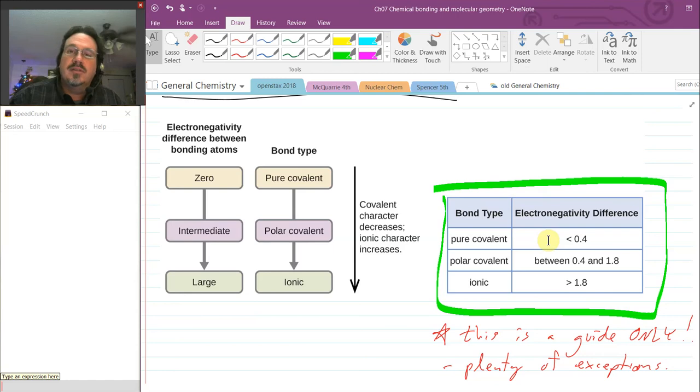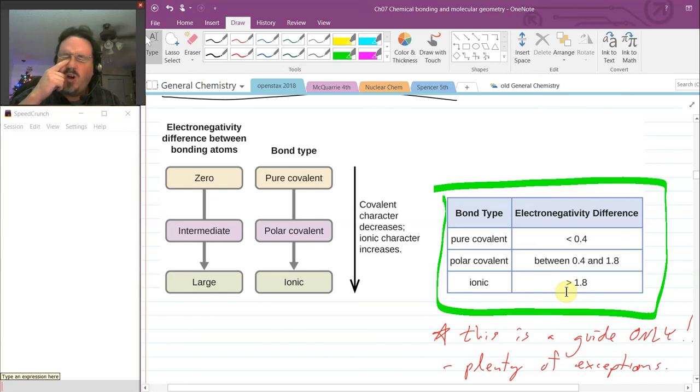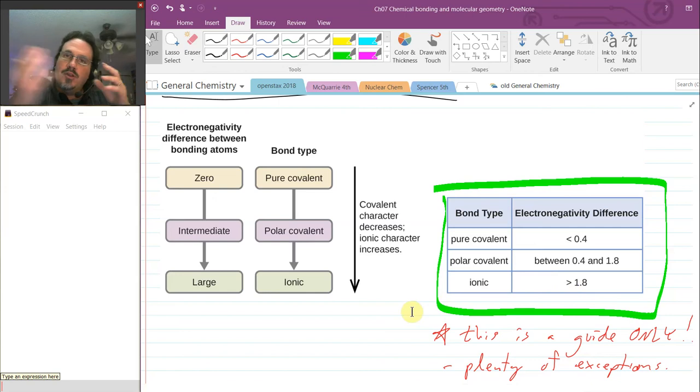Here it's lopsided enough where I'm starting to get some effects from it, but it's still sharing. And finally, if it's greater than 1.8, we'll call that ionic. That's where it's hogged so much by one of the atoms that we're just going to call the thing ionic. So you can say ionic is from the left and the right side of the periodic table, and that's almost always true.